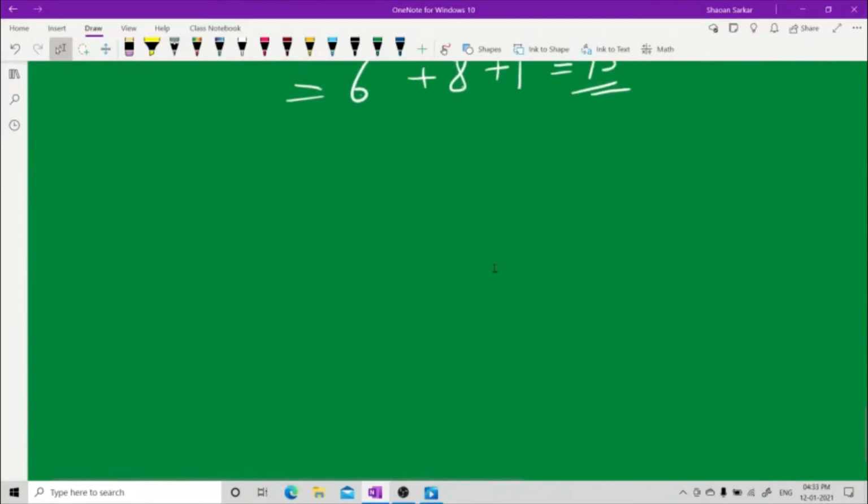Now we will see another problem dealing with another situation. Let us see this. Case 2.